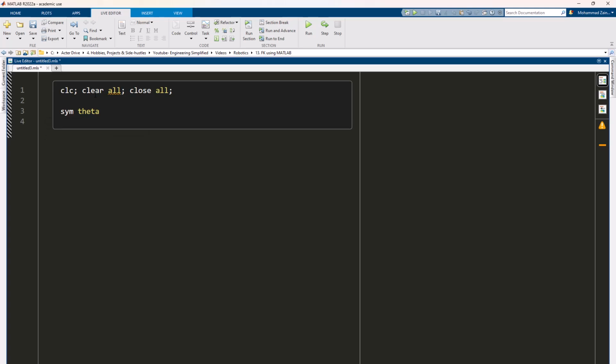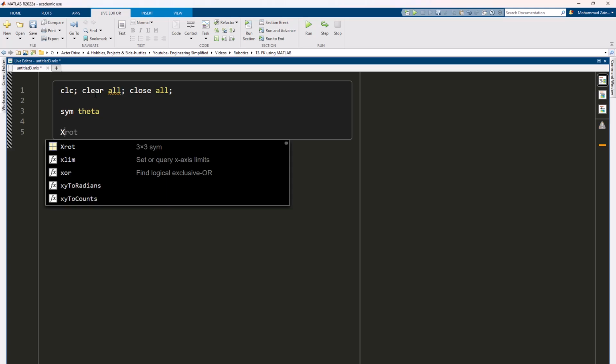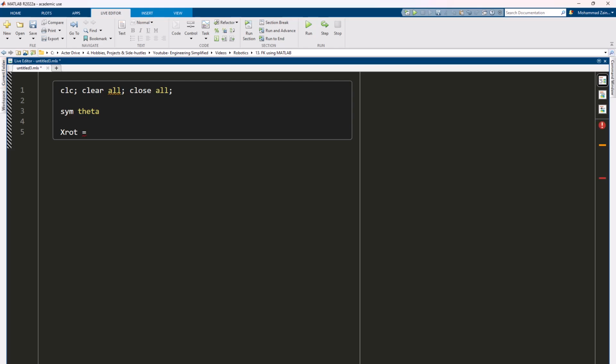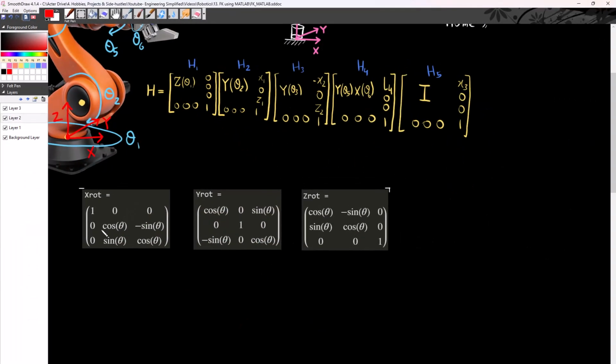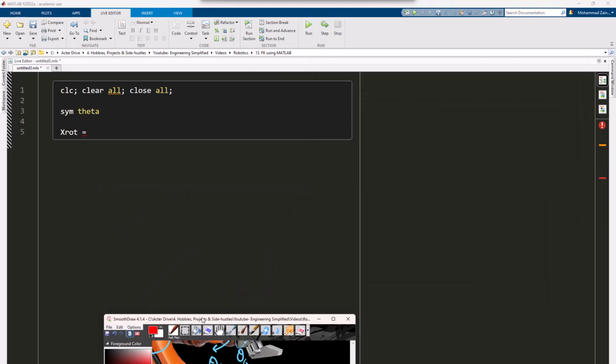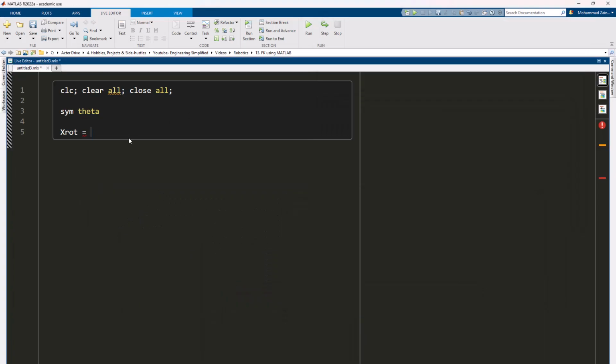Now I'm going to write out the three rotations: x rotation, y rotation, and z rotation. So x rotation, which if you don't remember, is this one right here. X rotation is a 3 cross 3 matrix which has a 1, 0, and a 0 in the first row. Then there is a 0, then a cosine of theta, and then a minus sine of theta, and in the third row there is a 0, a sine of theta, and then a cosine of theta.